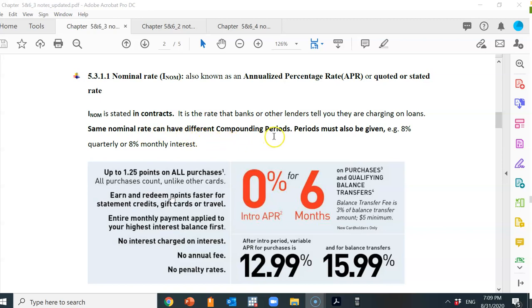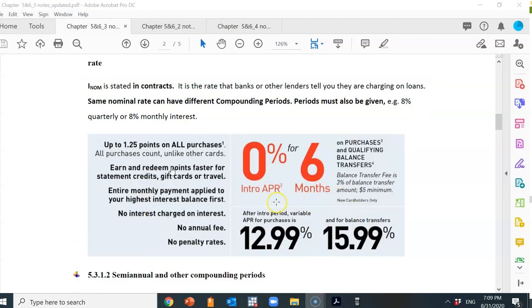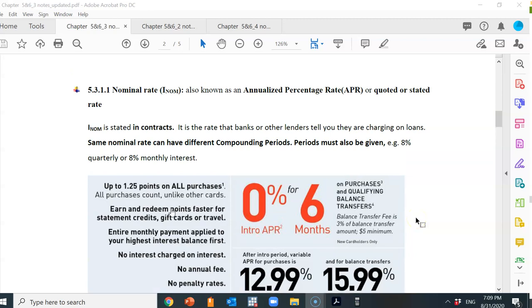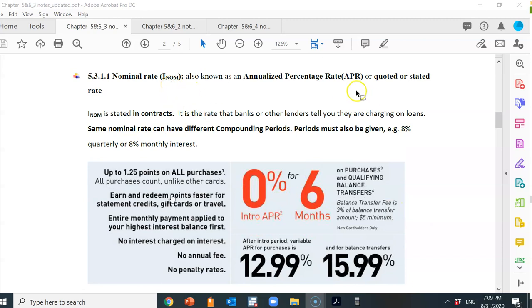The same nominal rate can have different compounding periods, and the periods must be given together when you are told the nominal rate. For example, the bank can say that they can lend you this money at 8% interest rate quarterly or 8% monthly. Or if we look at this advertisement here, we can see this is 0% intro APR for 6 months. And after the intro period, the APR or quoted rate will be 12.99%. So if you see NOM, nominal rates, APR, they both stand for quoted rate.